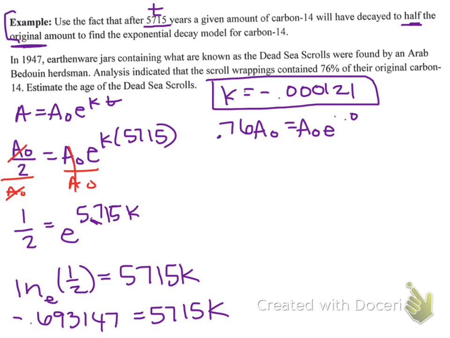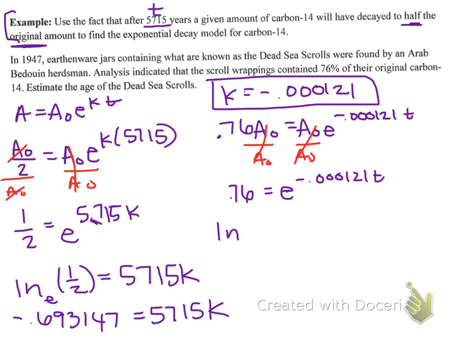And now we have a k value to put in. And we're trying to figure out how much time has gone by prior to this 1947 from when they found this scroll. So again, just like the last one, we can divide by this A naught, and it's going to cancel out. So these are gone. These have canceled. So now I'm left with 0.76 equals e to the negative 0.000121t. Putting it in natural log form, I have 0.76 here, negative 0.000121t.